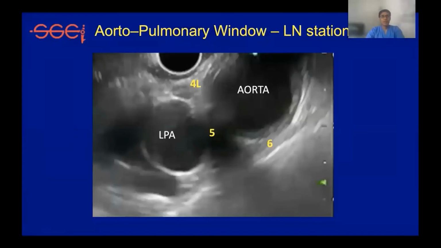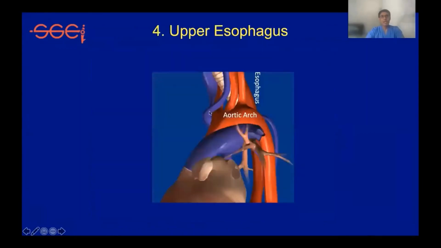So there are certain important lymph node stations at the AP window. Station 4L lymph nodes are anterior to the aortic arch. Station 5 is the actual AP window, which is in between the left pulmonary artery and the aorta. Station 6 lymph nodes are posterior to the aorta. Coming to the last station, that is the upper esophagus.